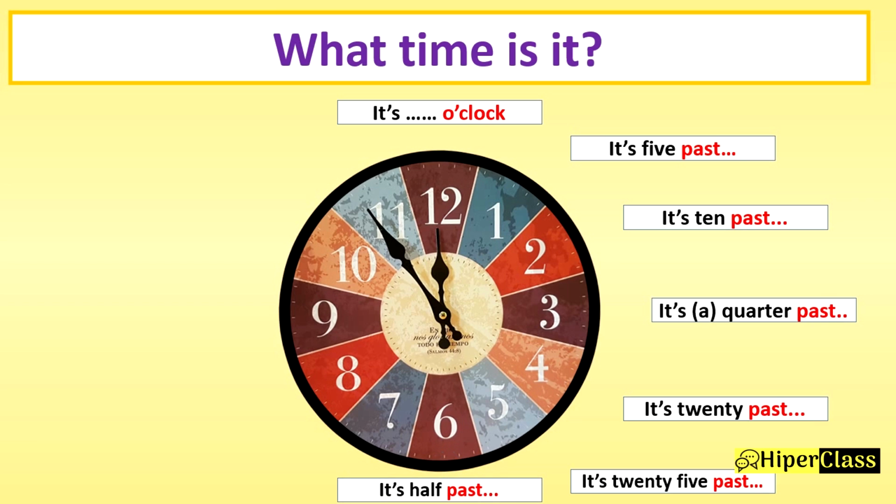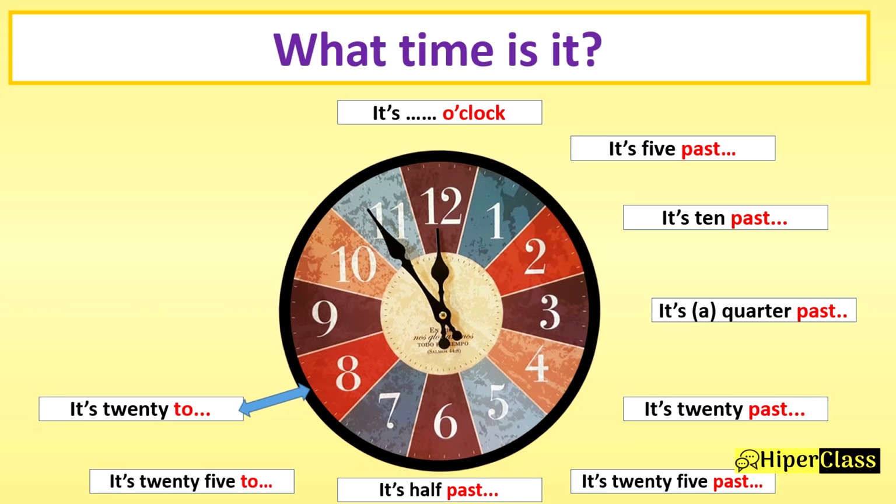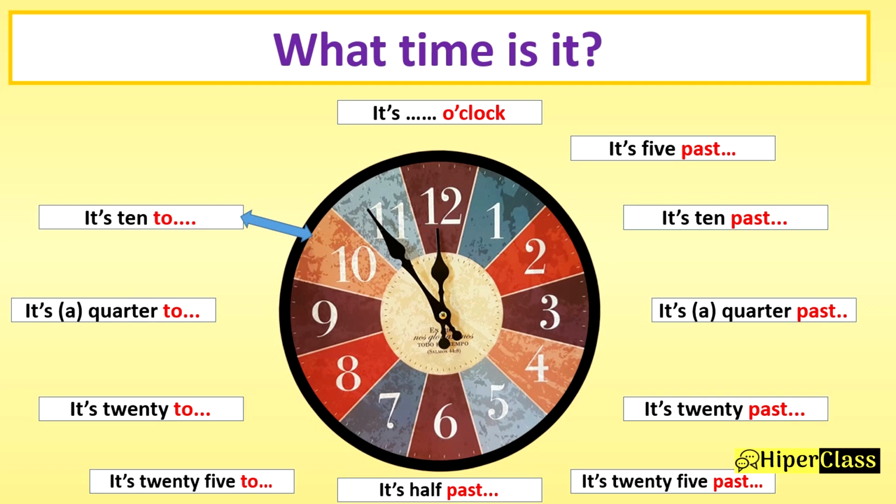En el 7 decimos it's 25 to o 25 minutos para. En el 8 decimos it's 20 to o 20 minutos para. En el 9 decimos it's a quarter to o 15 minutos para o un cuarto para. En el número 10 decimos it's 10 to o 10 minutos para. En el número 11 decimos it's 5 to o 5 minutos para.